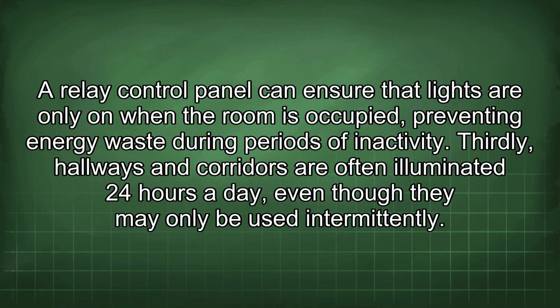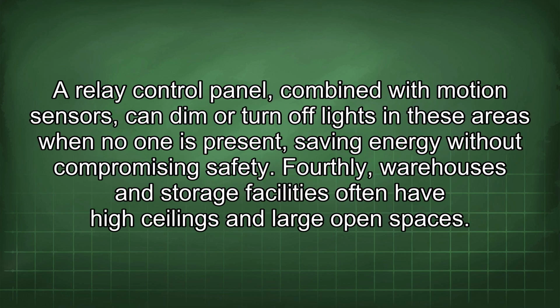Secondly, conference rooms are typically only used for meetings, which occur at irregular intervals. A relay control panel can ensure that lights are only on when the room is occupied, preventing energy waste during periods of inactivity. Thirdly, hallways and corridors are often illuminated 24 hours a day, even though they may only be used intermittently. A relay control panel, combined with motion sensors, can dim or turn off lights in these areas when no one is present, saving energy without compromising safety.